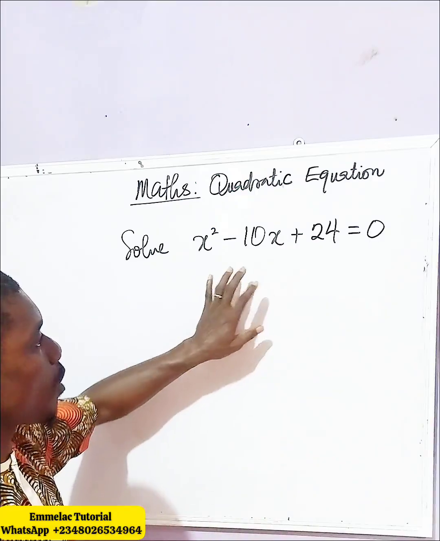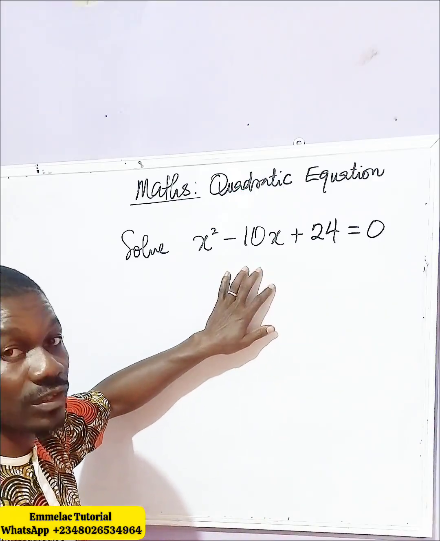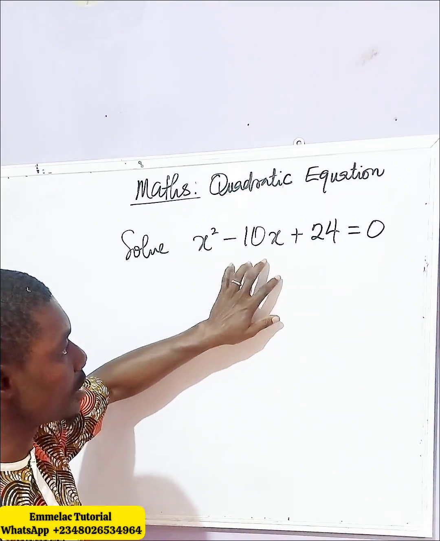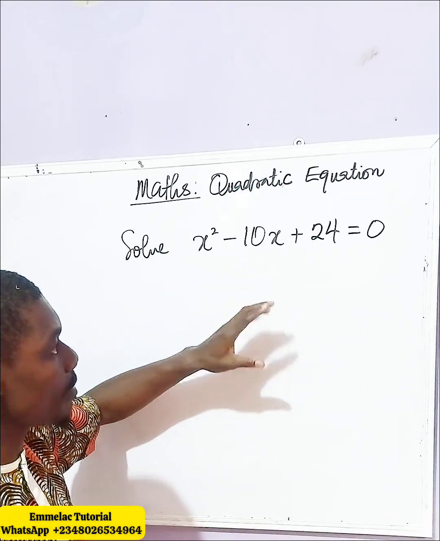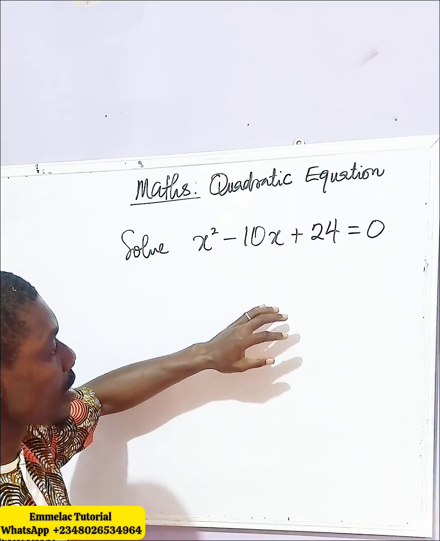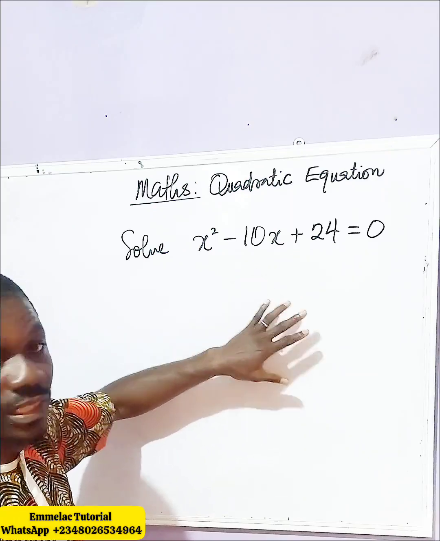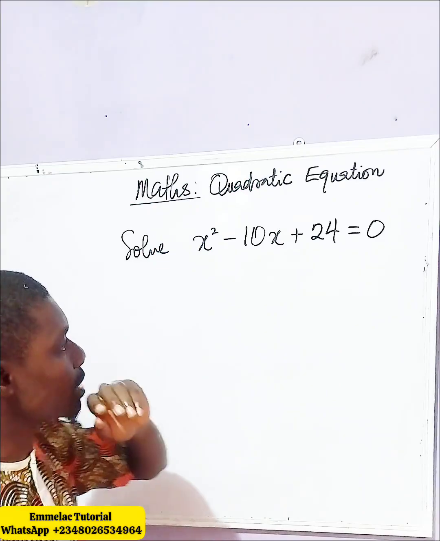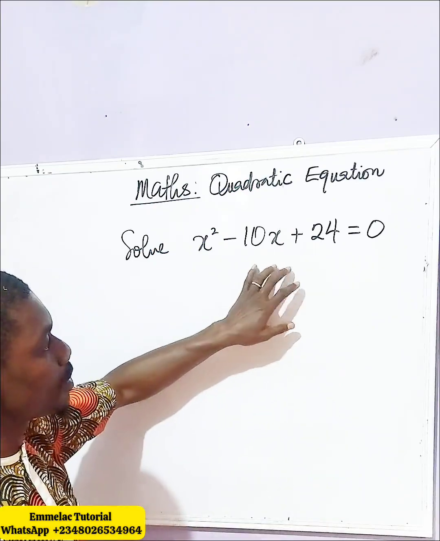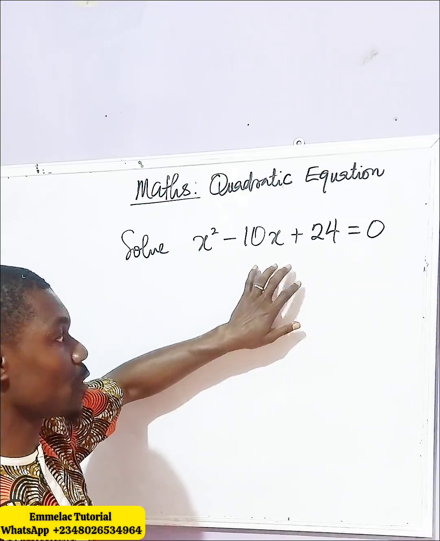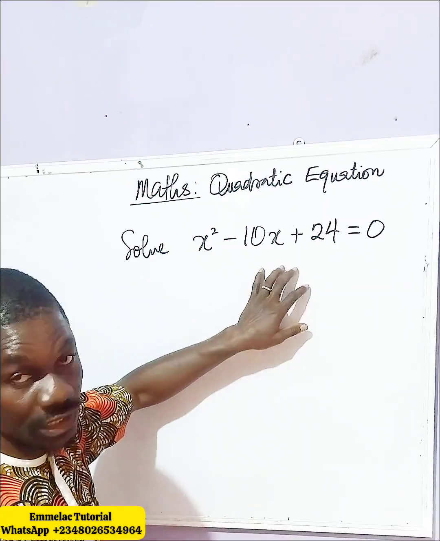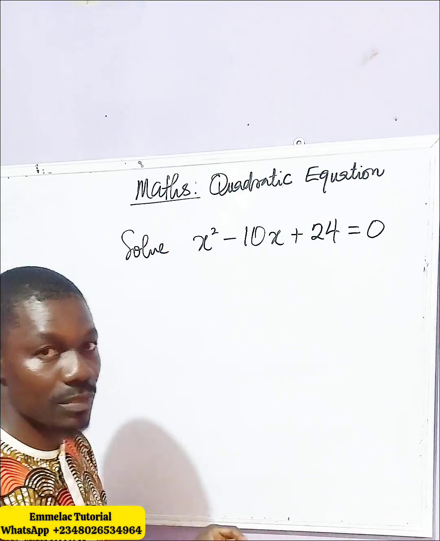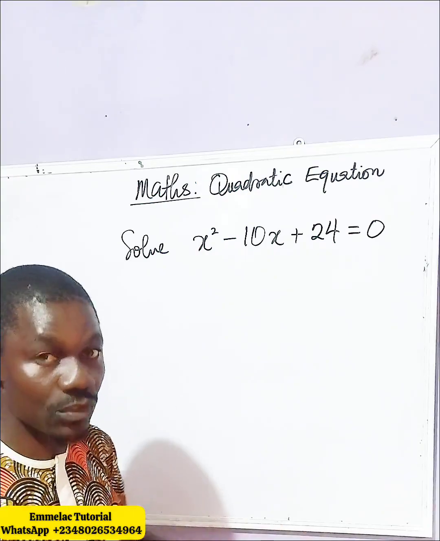And I won't be using the factorization method, because looking at this, the factorization method will probably end up having -4, -6, okay? Alright, however, I won't be using the quadratic formula, and neither will I be using the completing the square method. I'll be using another method. Actually, I've done a previous video on this.